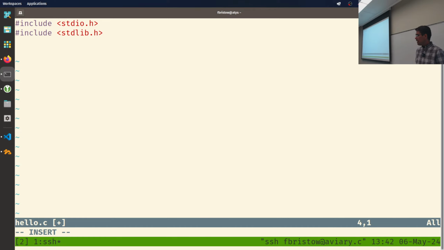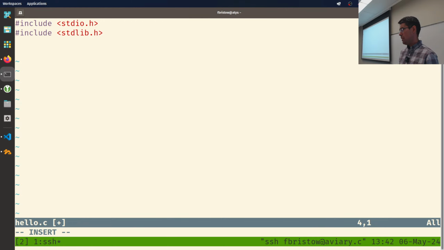Just like in Java, we need to have a main something. I'm going to call this a main function. I'm going to try to be very careful with the words that I'm using to describe these things. In Java, we have a main method. In C, we have a main function. Those are two different words that mean two different things. Methods are attached to classes. We do not have classes in C.